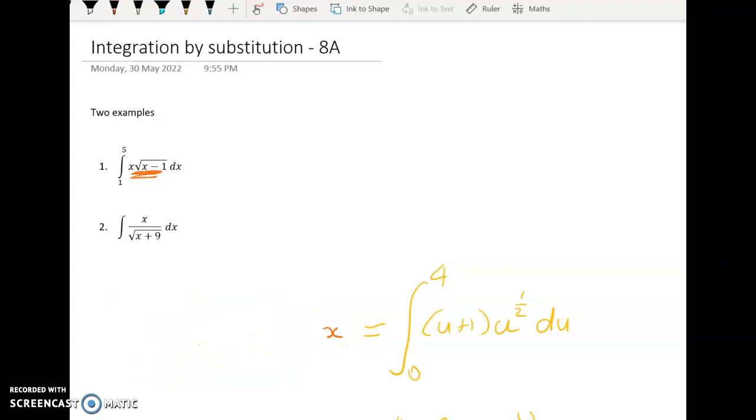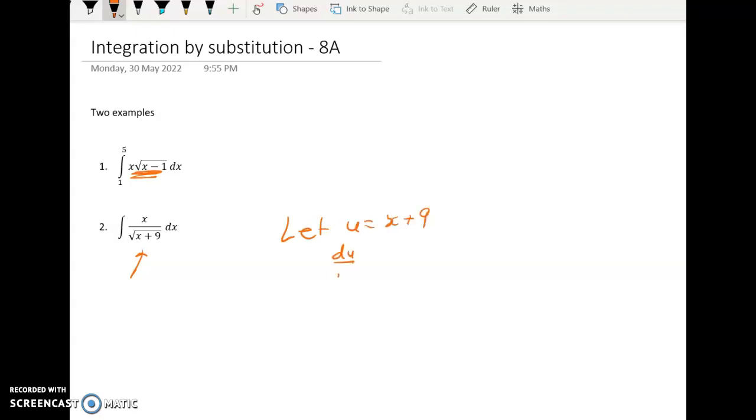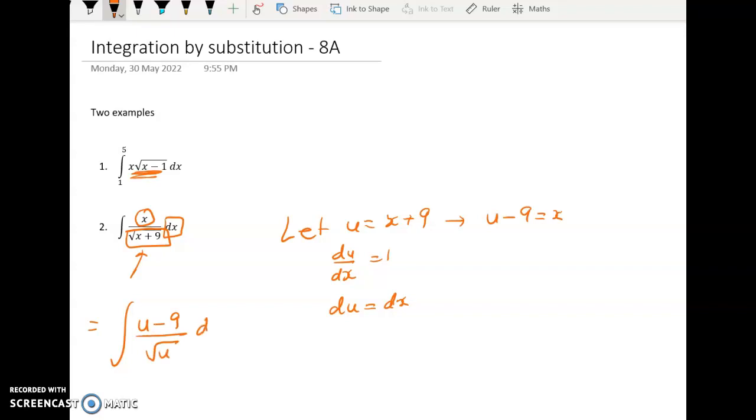So number 2, we don't have to change the limits of integration, but we have to put everything back in terms of x at the end. So here, the thing that's causing us trouble is that root x plus 9. So we'll just let u equal x plus 9. So du by dx is equal to 1, du is equal to dx. That means that we've fixed up this and this. Now we have to look at the x. Well, u is equal to x plus 9, so x is equal to u take away 9. We can change this integral now into u minus 9 over root u du.